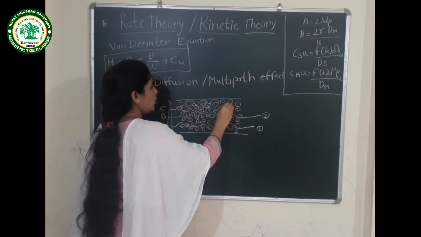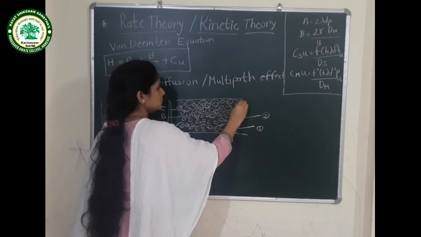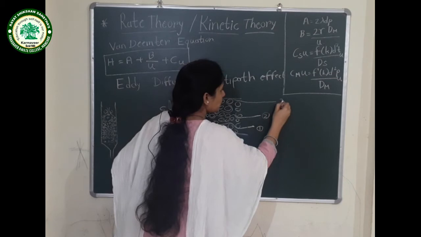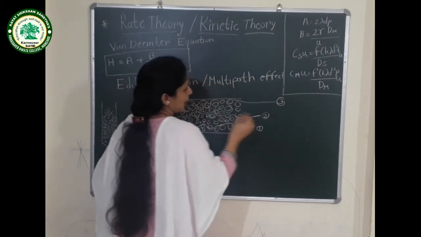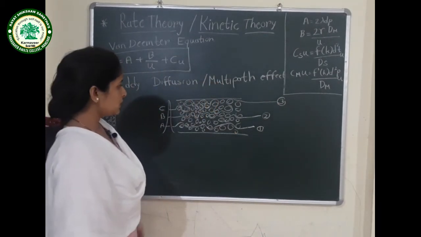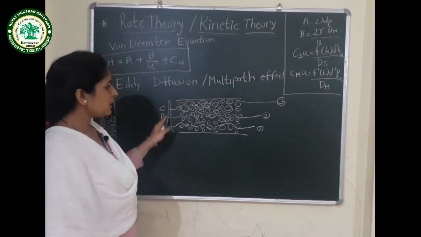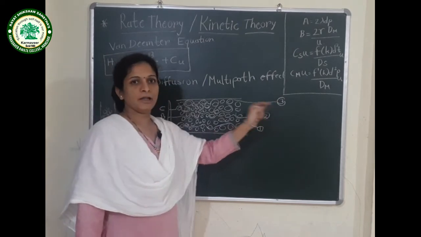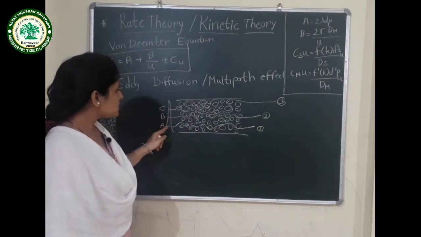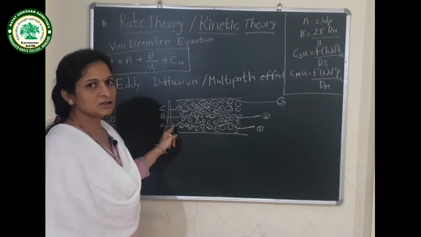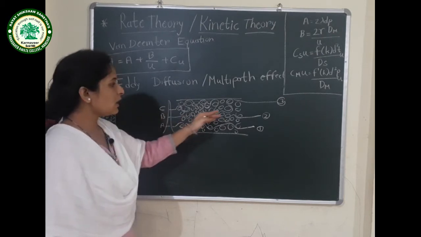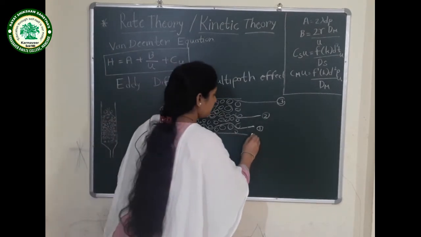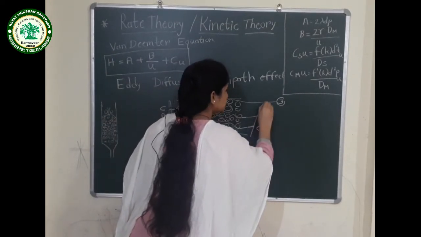Which is the longest path, so that it will require some more time than first and second. Due to this, as these three components will require different times for the elution, because these three components will travel in the stationary phase with different paths. Therefore, what happens? The peak will be like this.